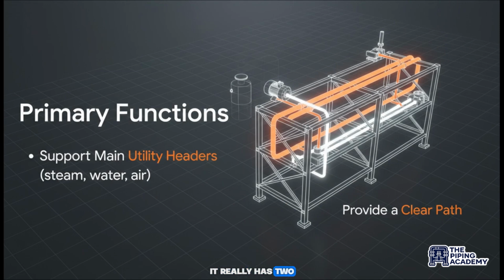It really has two primary functions. First, it supports the main headers. These are the large arteries of steam, water, and air that have to run the entire length of the unit. And second, it provides a clear, organized path for all the process lines to travel from one piece of equipment to another.